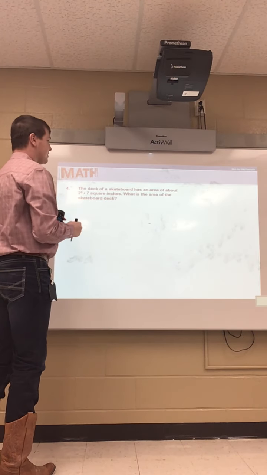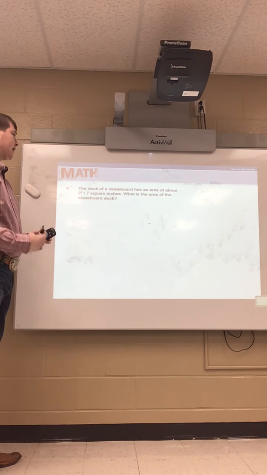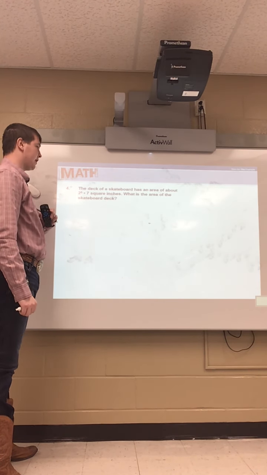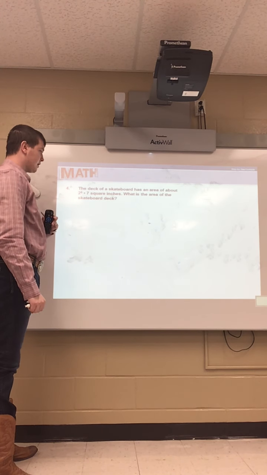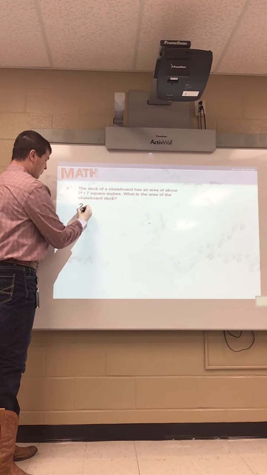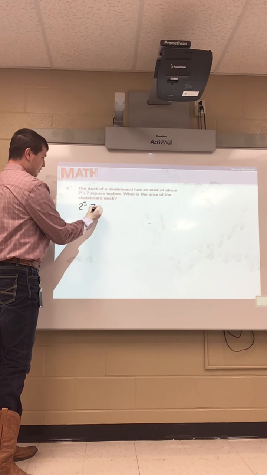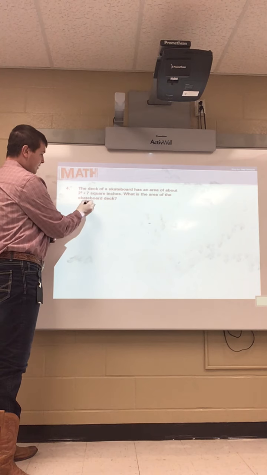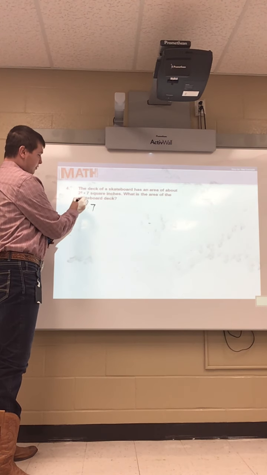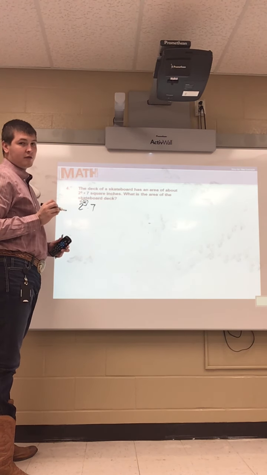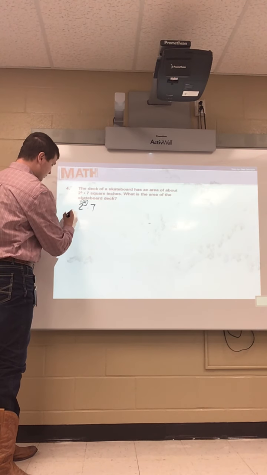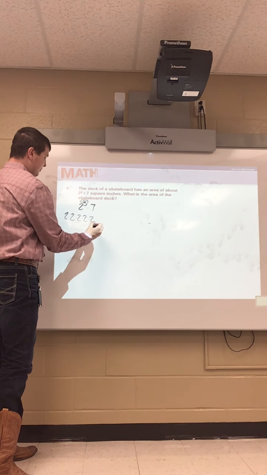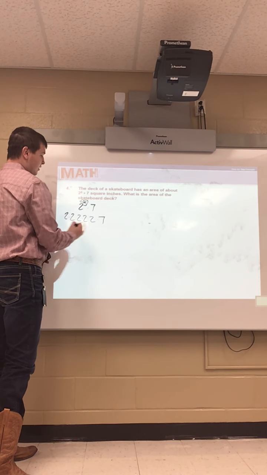Okay, so the deck of the skateboard has an area of about 2 to the 5th times 7 square inches. What is the area of the skateboard deck? Okay, so it's 2 to the 5th times 7. So we can rewrite 2 to the 5th because that 5 is telling that 2 to multiply itself 5 times. So 2 times 2 times 2 times 2 times 2 times 7.